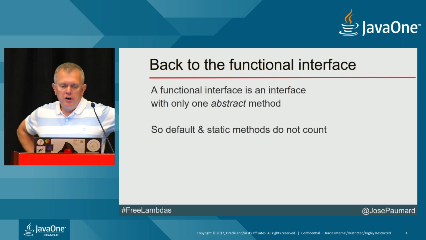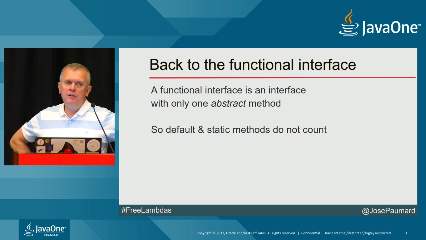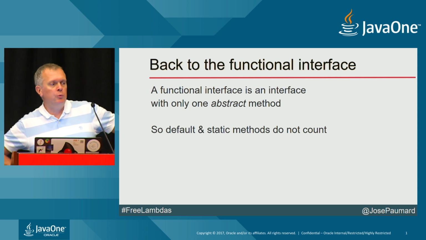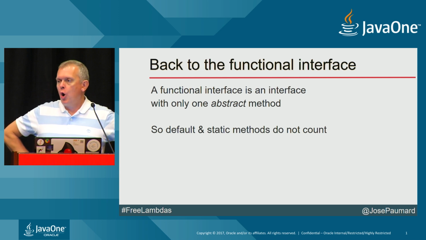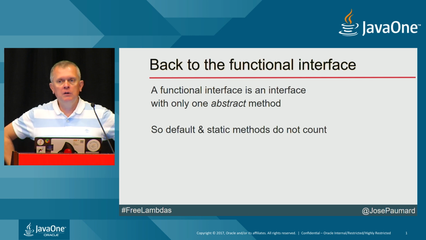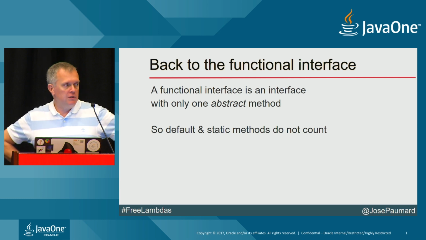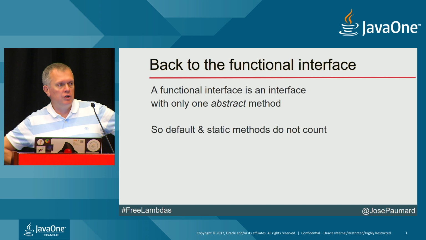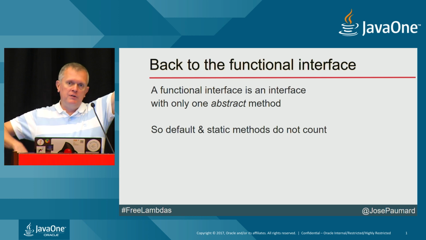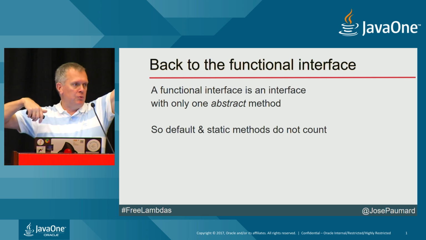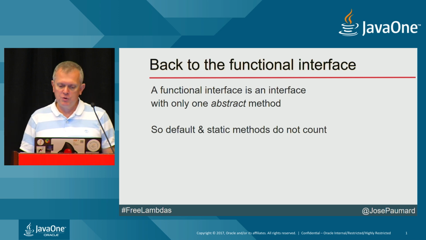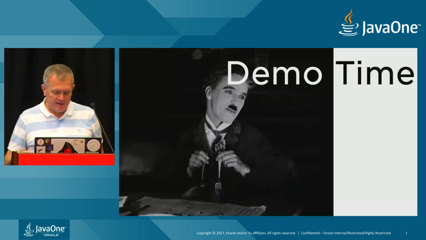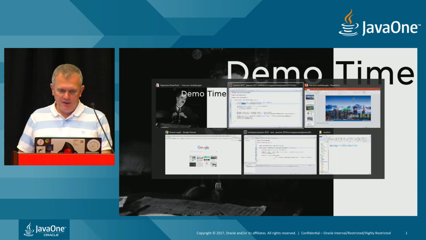So now in an interface, I can have abstract methods, default methods, and static methods. Only abstract methods count to tell if an interface is a functional interface or not. Default and static methods do not count, which is nice because it means that I will be able to put abstract methods in a functional interface and add a bunch of default methods, which is what I'm going to do. Another demo. I love it.